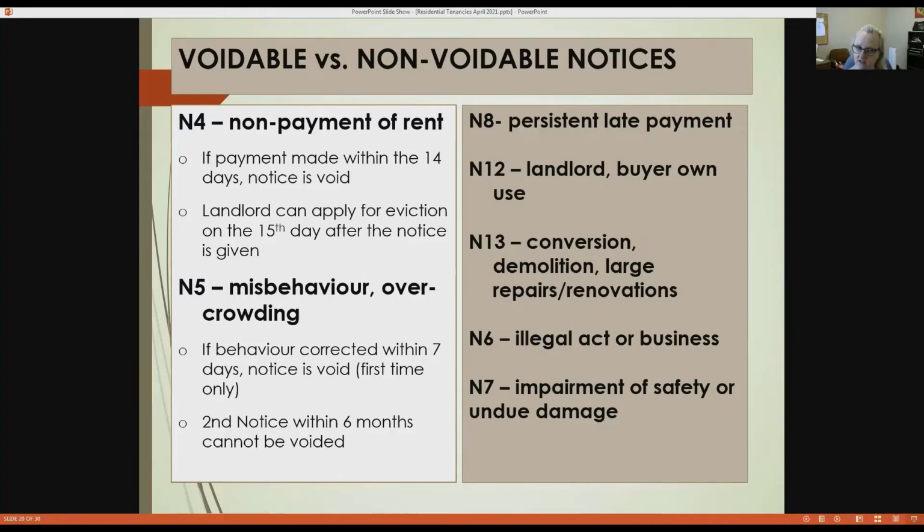Some of them are not voidable. So same with persistent late payment, landlord's own use, demolition, conversion, illegal act, or business. So really it's only substantial interference and arrears of rent that are voidable notices. If you receive any other type of notice, chances are your landlord is going to be applying to the board for eviction. We really encourage people to contact a legal clinic as soon as they get the notice.